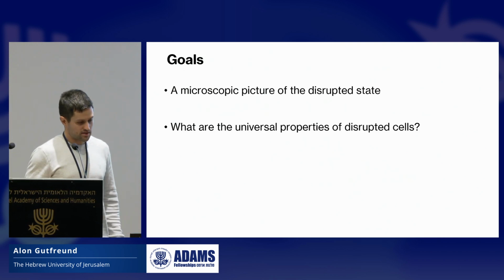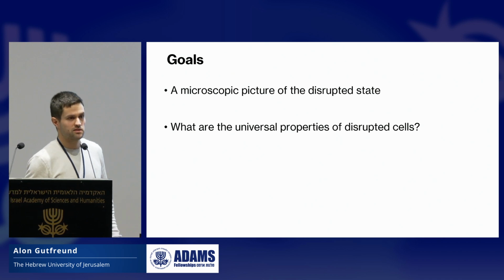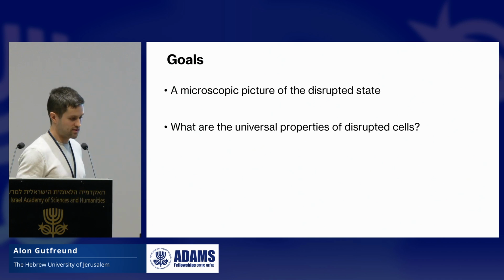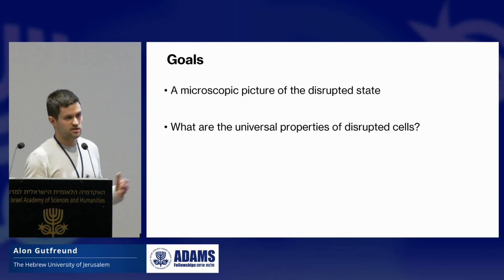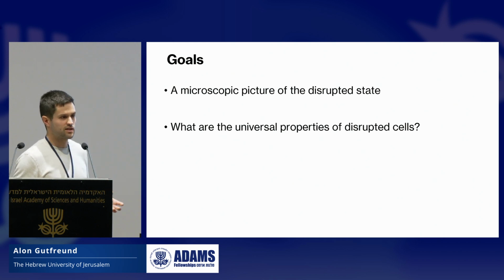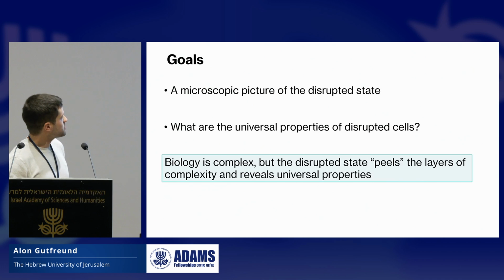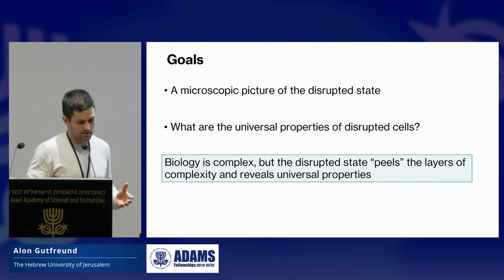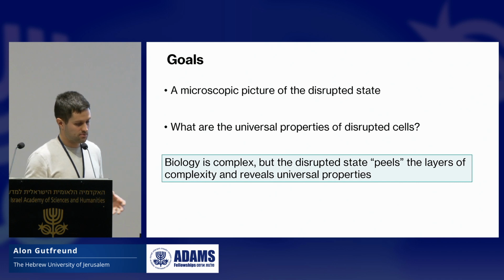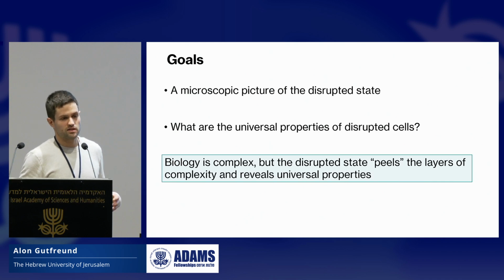So the goals of my research are, first of all, to provide a more microscopic picture of what is going on inside the disrupted cell. This is something that is not well understood in the community. And I'm trying to look for these universal properties that tie together all the different types of responses. As I said earlier, this is something very general. It's not something that happens only as an application to a certain type of chemical. So the main message is, I think that biology is incredibly complex, but this disrupted state somehow peels away the layers of complexity and reveals these universal properties of cells, which are actually interesting to study on a more fundamental level.